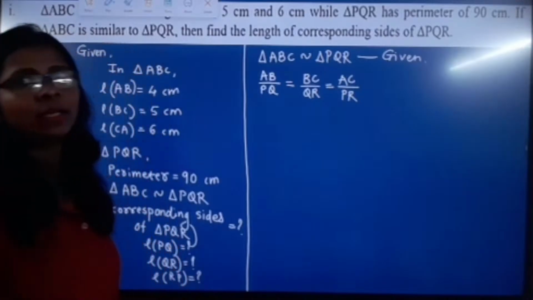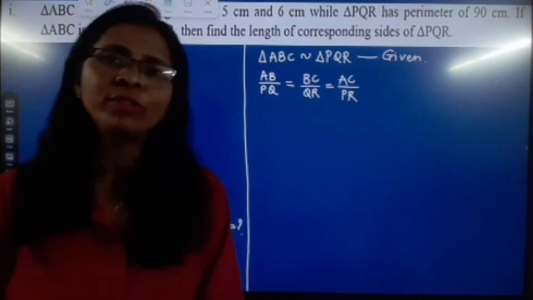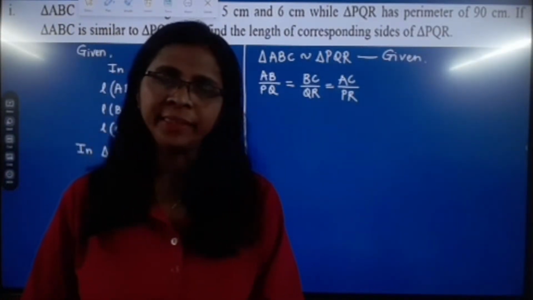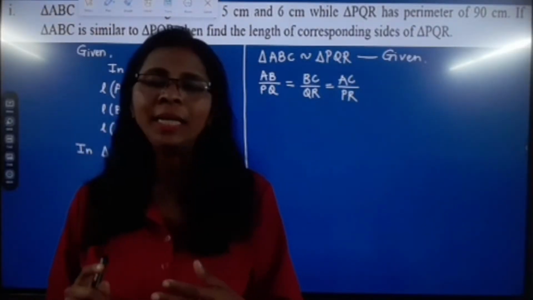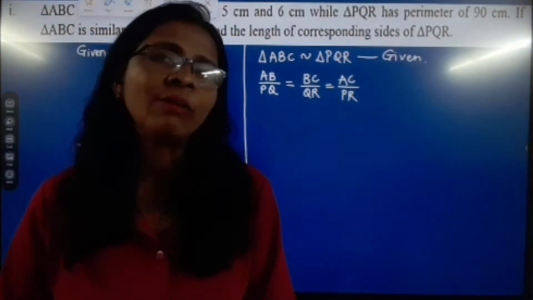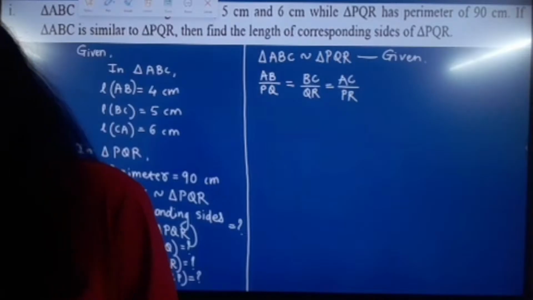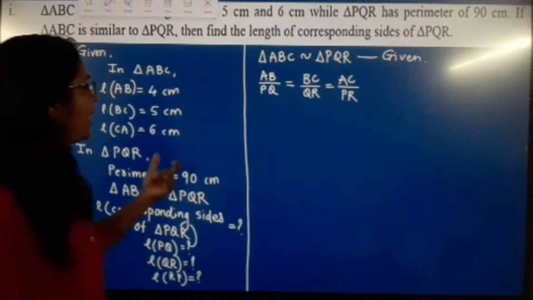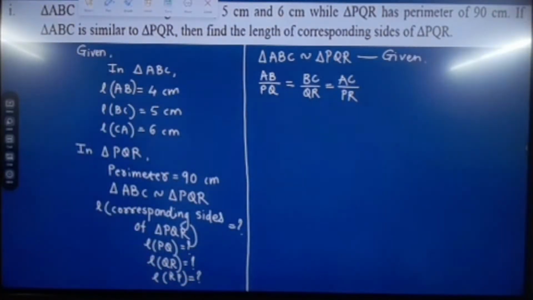Okay, these ratios are equal students, and here the given information is also that the perimeter of triangle PQR is equal to 90 centimeter. Okay, so that means here students, the addition of length of PQ, length of QR and length of PR is equal to 90 centimeter, students. So here the perimeter of triangle PQR is 90 centimeter.